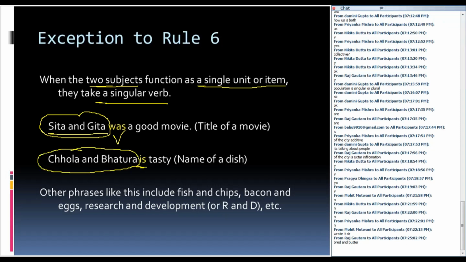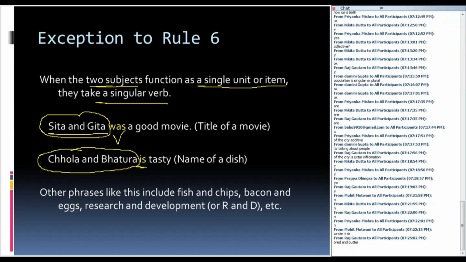There are other phrases like this. For example, fish and chips. Fish and chips is the name of a dish. Bacon and eggs is the name of a dish. Research and development is one entity. Research and development is required. You can't say research and development are required. Yes, Raj. Bread and butter. Bread and butter is required for sustenance. Many people say this. Bread and butter is required for sustenance. Is required, not are required, because it becomes one entity.